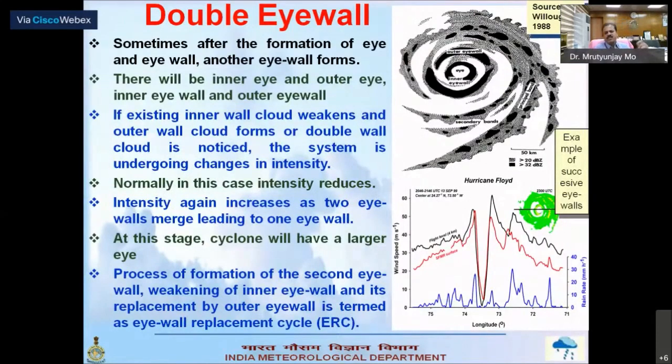Okay, this one I have discussed earlier, the double eye wall structure. You can have two eye walls, that is inner eye wall and outer eye wall. You can have two eyes, that is inner eye and outer eye. I am not discussing it further here.